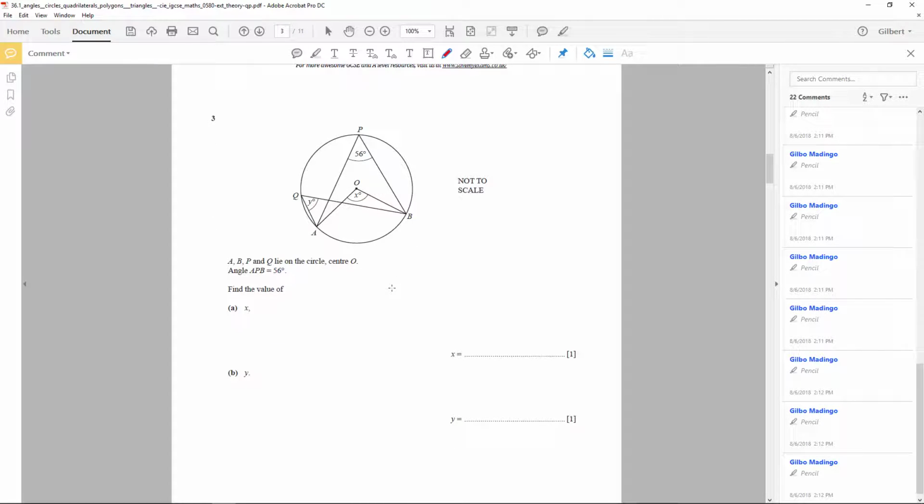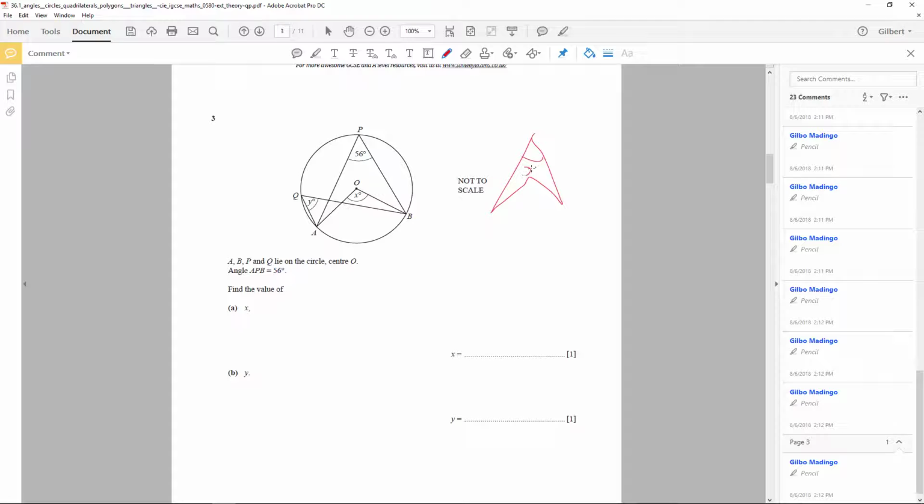Next question. Find the value of x. Using the arrow rule that we were talking about, where if this is x, then this angle here is 2x. Right now we have 56, and x will be 2 times of that. Therefore 56 times 2 is equals to 112 degrees. So x is 112 degrees.